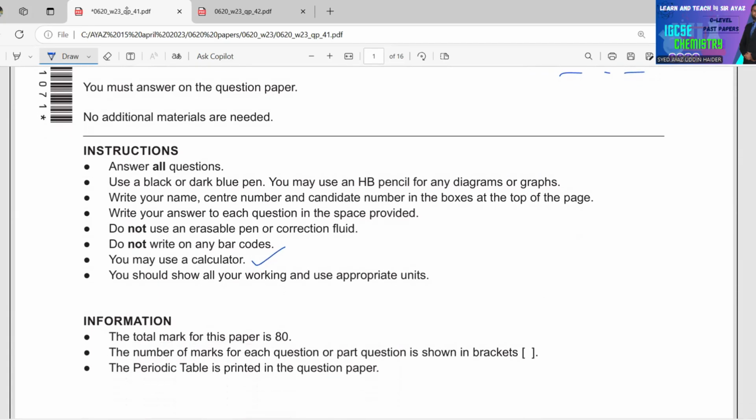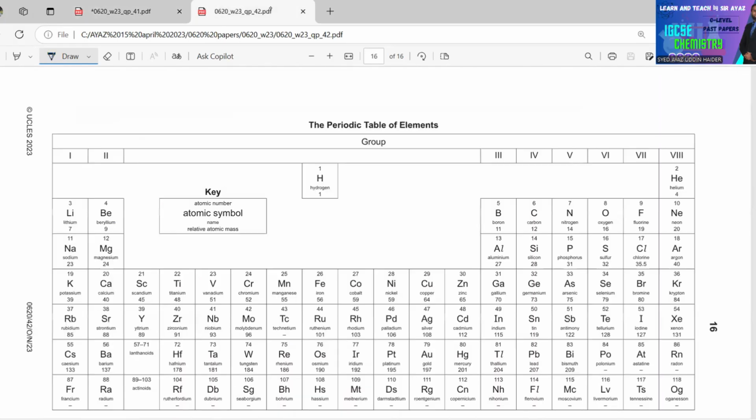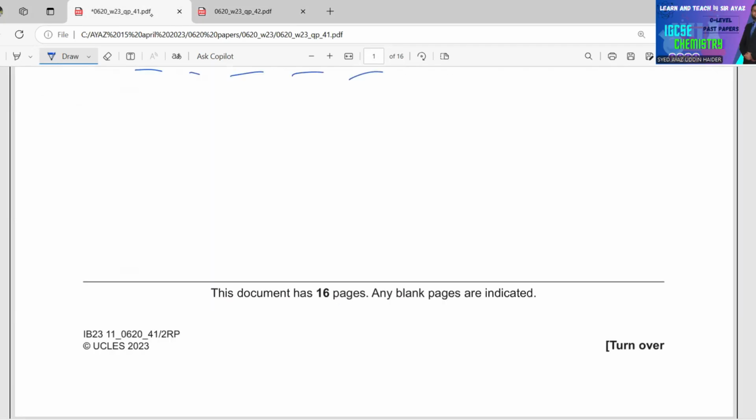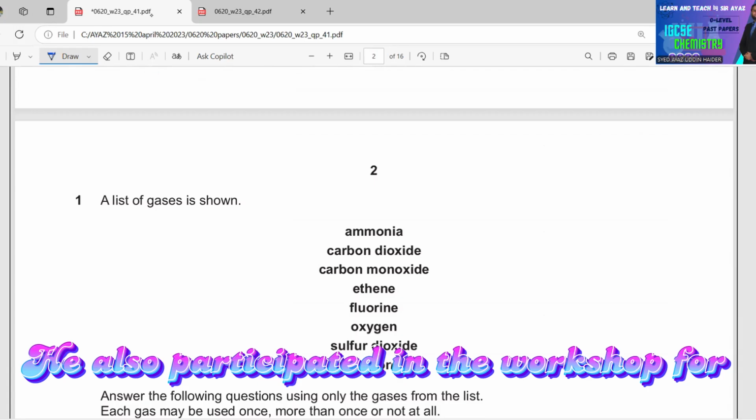For the information, the total mark for this paper is 80. The periodic table is printed in the question paper. It's like that. This is the periodic table. So let's start the paper. Here's question number 1.